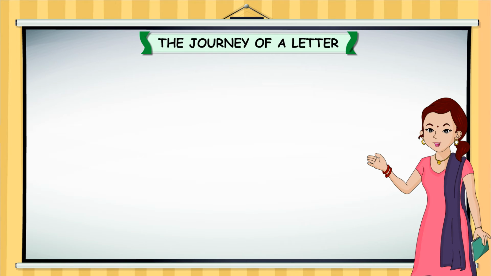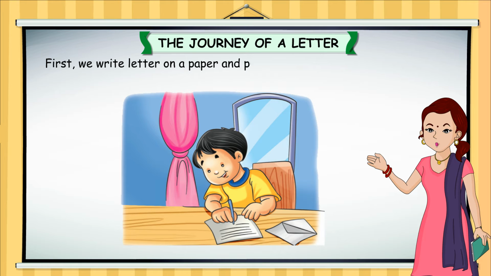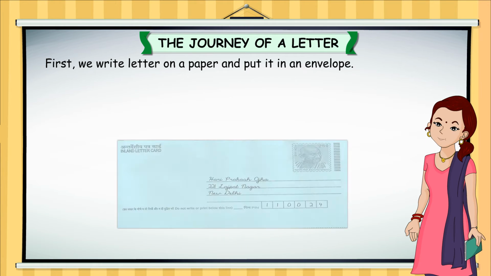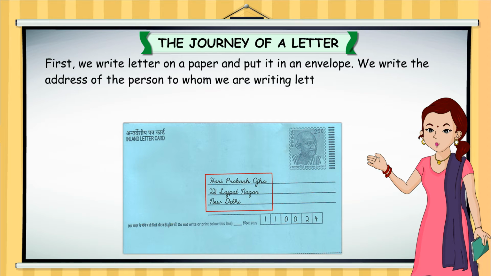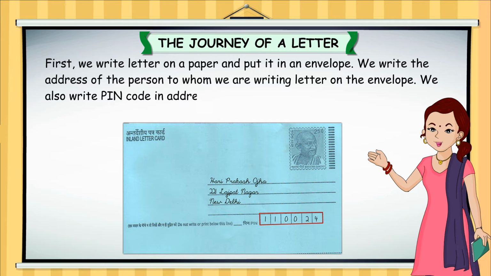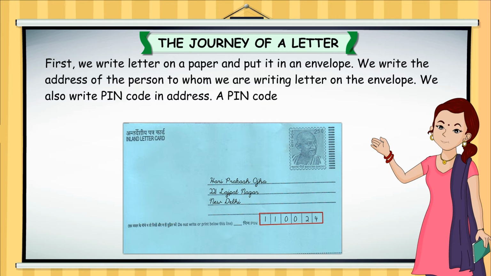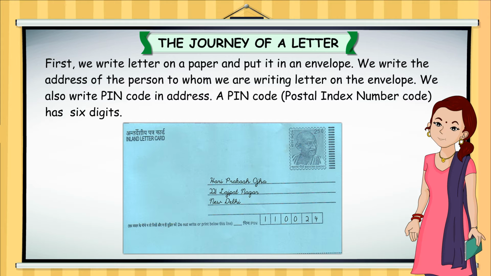The journey of a letter. First, we write a letter on a paper and put it in an envelope. We write the address of the person to whom we are writing the letter on the envelope. We also write the PIN code in the address. A PIN code, postal index number code, has 6 digits.